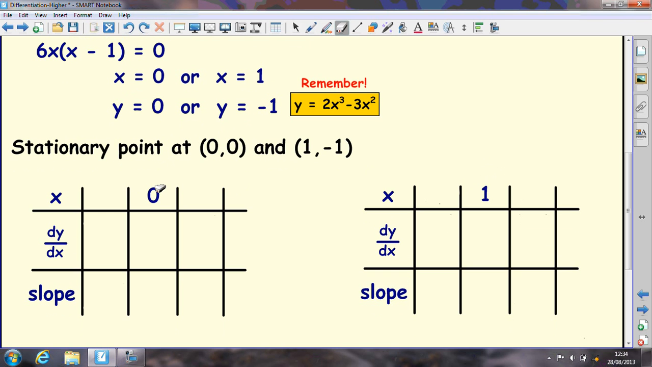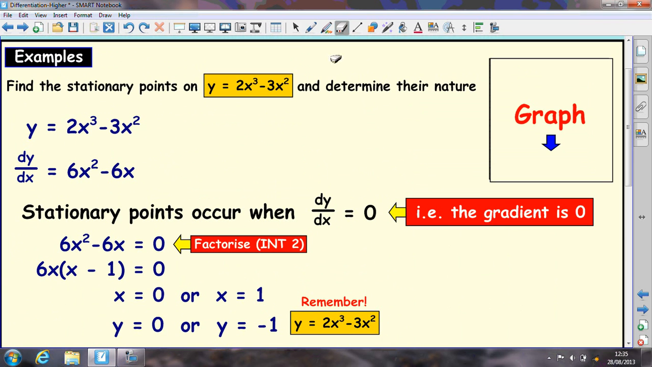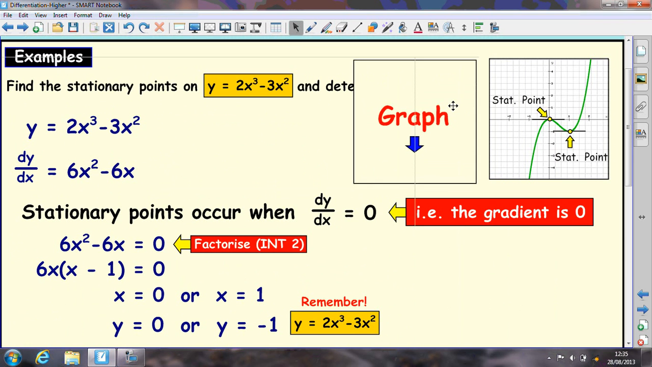Now, we have to look at the values round about 0, so I'm going to use negative 1 here, and I'm not going to use 1 here. The reason for that is because you'll be taking a value from the other nature table. It's easier to look at the graph to understand this. This is the graph. We have a stationary point here and another one here. Now we're looking at the stationary point at 0. We want to know what's happening just before 0, so we're looking at negative 1 here, that's fine.